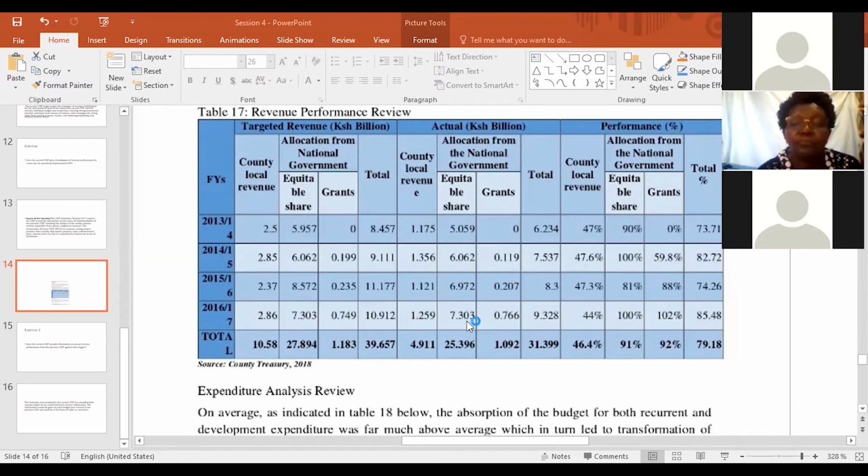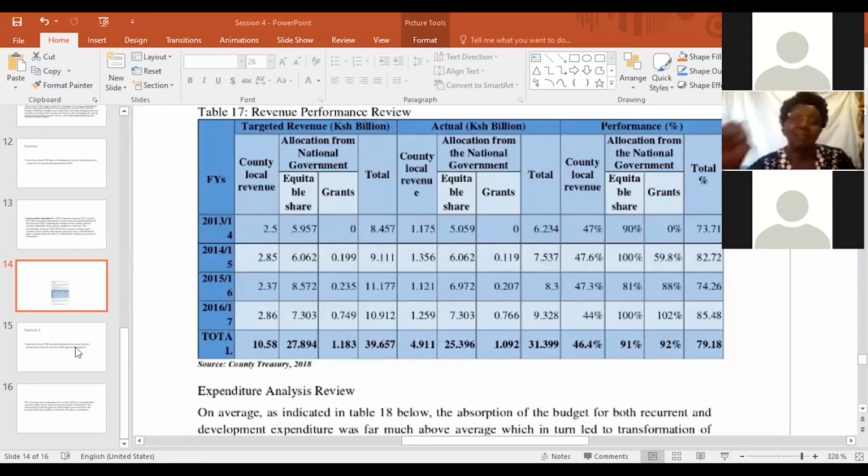And then with regard to the equitable share, they got the same amount that they had asked for. So you can see it is at 100%. And with regard to the grants, you can see the performance has overperformed by 102%, which brings it to 85.48. So you can see that when it comes to revenue performance review, the county government performed very well in the financial year 2016-2017, all right? And the average performance over the years is at 79.18 total. For grants, 92%, for equitable share, 91%, local revenue, isolated around 46.4%, all right? So now I would like to ask you.